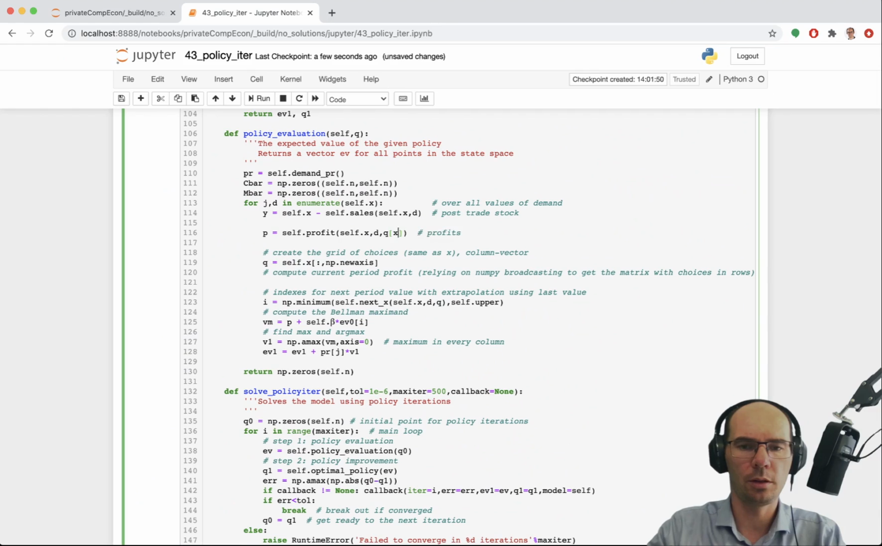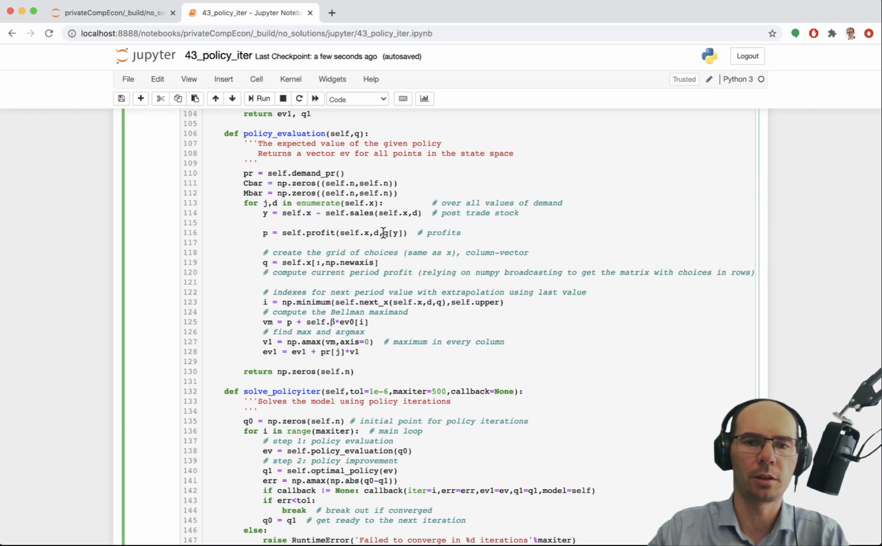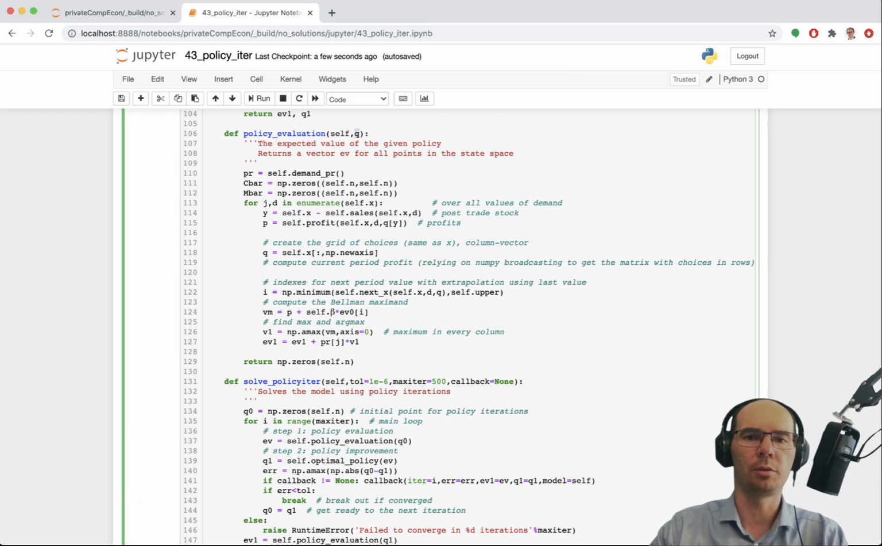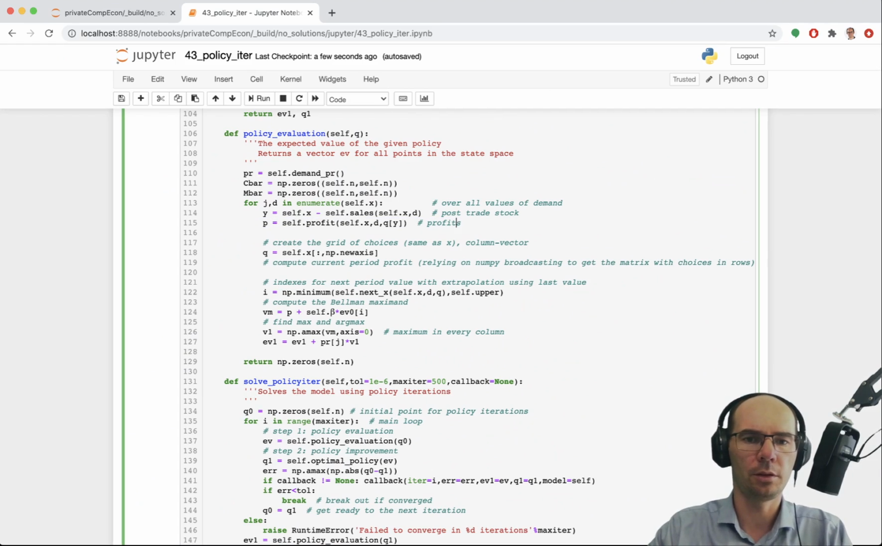So can I just say this now? So this will be Q's corresponding to these numbers y, and this is the optimal orders corresponding to all possible x's for the given d. And that's exactly what I need, right? So this is for a given d for all possible x's. These are the optimal policy, or the policy which is given to the policy evaluation. This is the policy to be evaluated. So okay, this should be right.